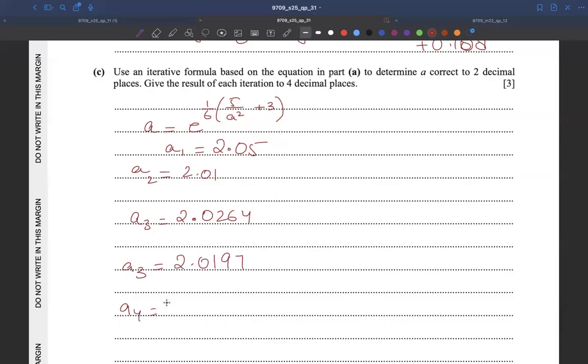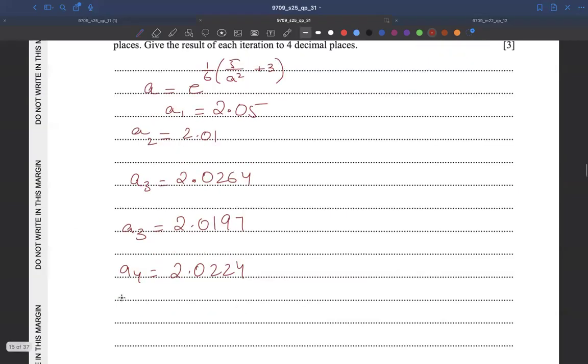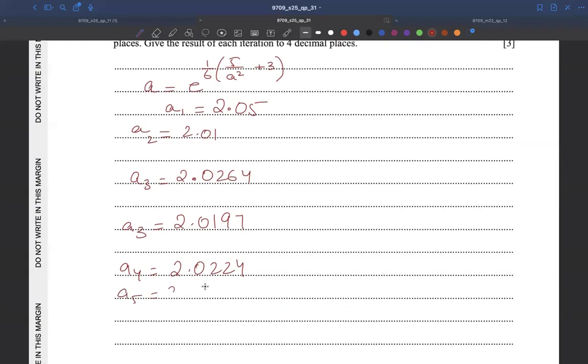And then substituting this back into the equation, we get 2.0224. And we have to give the answer correct to 2 decimal places. So we have to make sure we get our answer the same correct to 2 decimal places. So substituting this back again, we get 2.0213. And let's do it one more time to make sure the answer is the same to the second decimal place. So 2.0213.